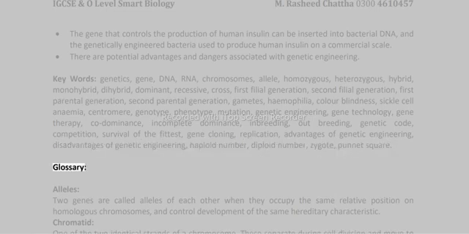Glossary. Alleles. Two genes are called alleles of each other when they occupy the same relative position on homologous chromosomes, and control development of the same hereditary characteristic.